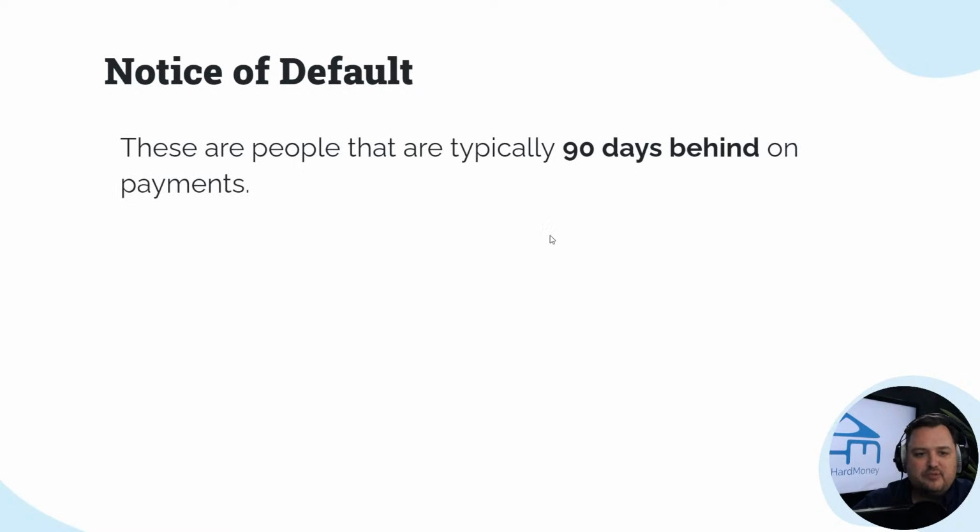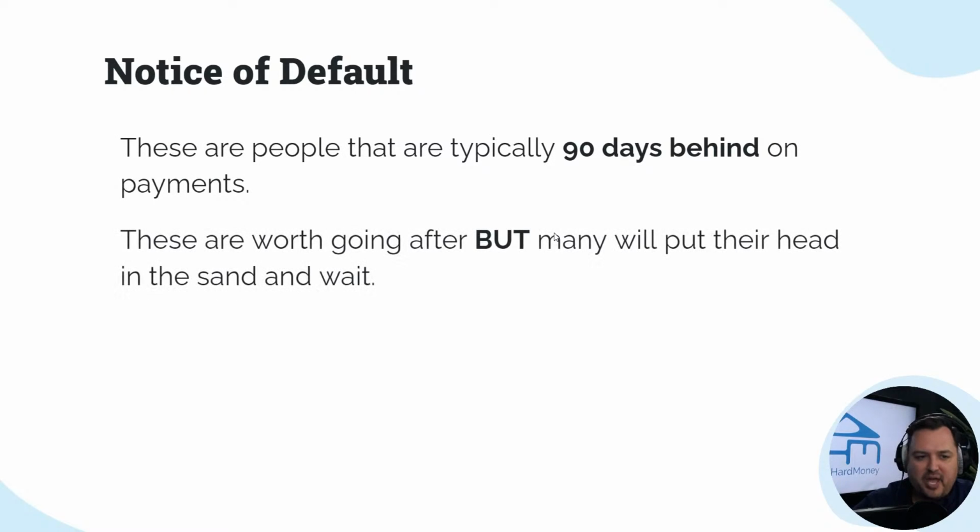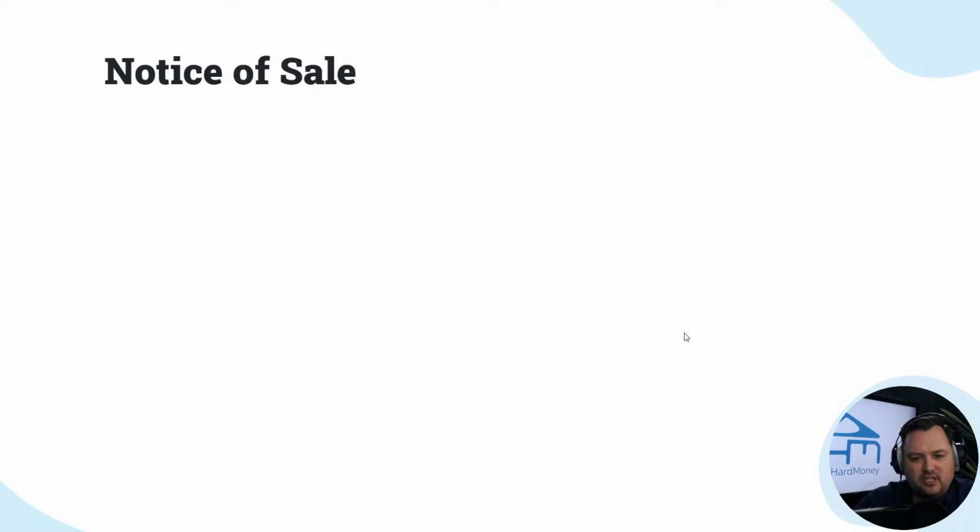Notice of default, these people are typically 90 days behind on payments. We talked about that earlier. These are worth going after, but many of these people put their head in the sand. What I mean by this is when that notice of default comes out, a lot of people may just say, you know what, I'm going to wait. I'm going to hopefully work this out. So they may not be quite as motivated. Not saying they all are, but they think they'll resolve the problem later. These can be a little less motivated.